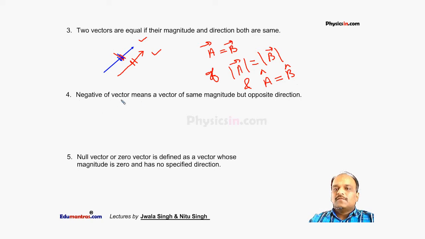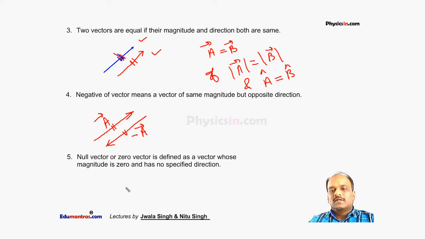Negative of a vector. Negative of a vector means a vector of same magnitude but of opposite direction. Suppose this is vector A. This is again a vector. It can be written as minus A, provided the length of these two vectors are same and their directions are exactly opposite, then these two are also called opposite vectors. Null vector or zero vector is defined as a vector whose magnitude is 0 and has no specified direction. Null vector doesn't have any direction.